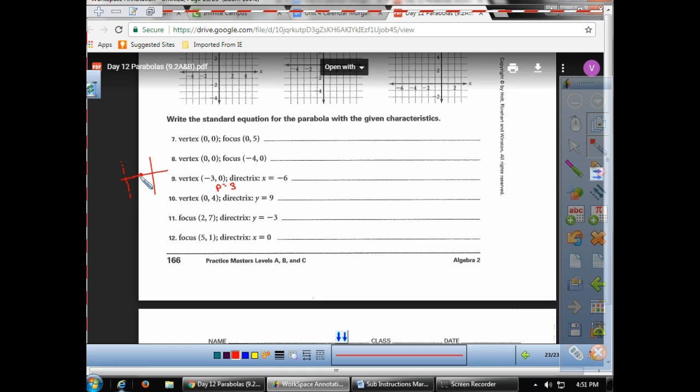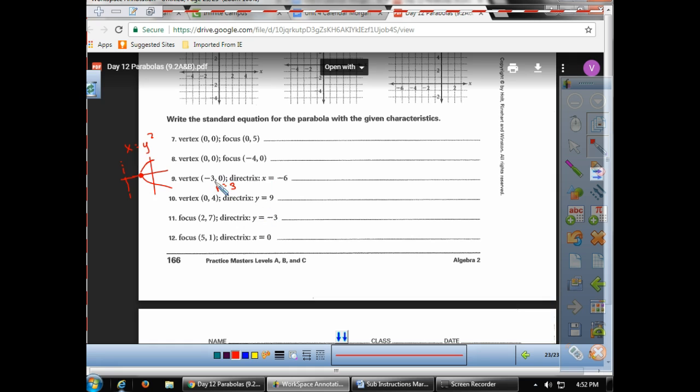Now, it's also saying if this is the vertex and this is the directrix, it means it has to open to the right. So that's how this one's going to open up, kind of to the right like that. Meaning that it's going to be an x equals y squared, but it's going to be a positive value out front.